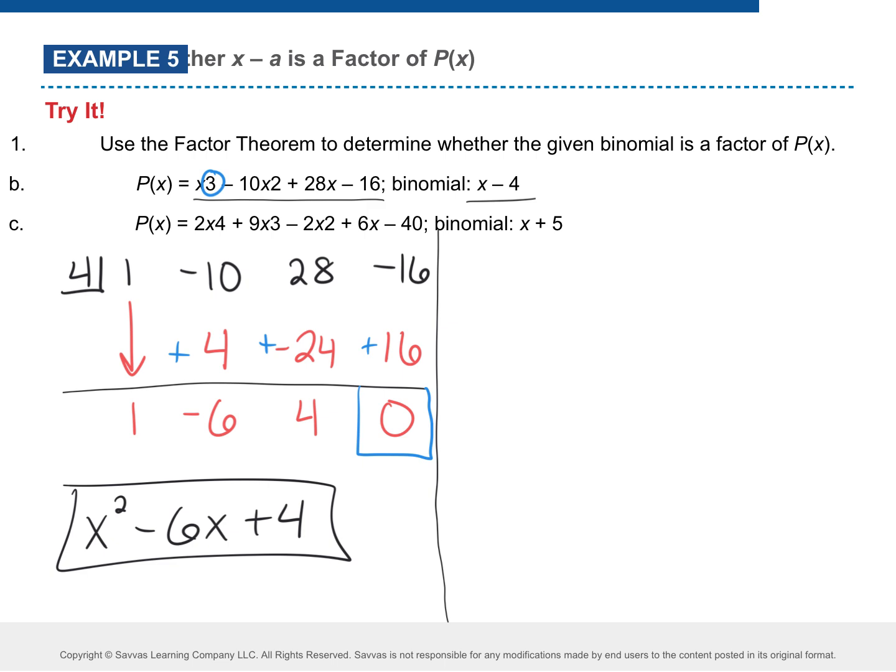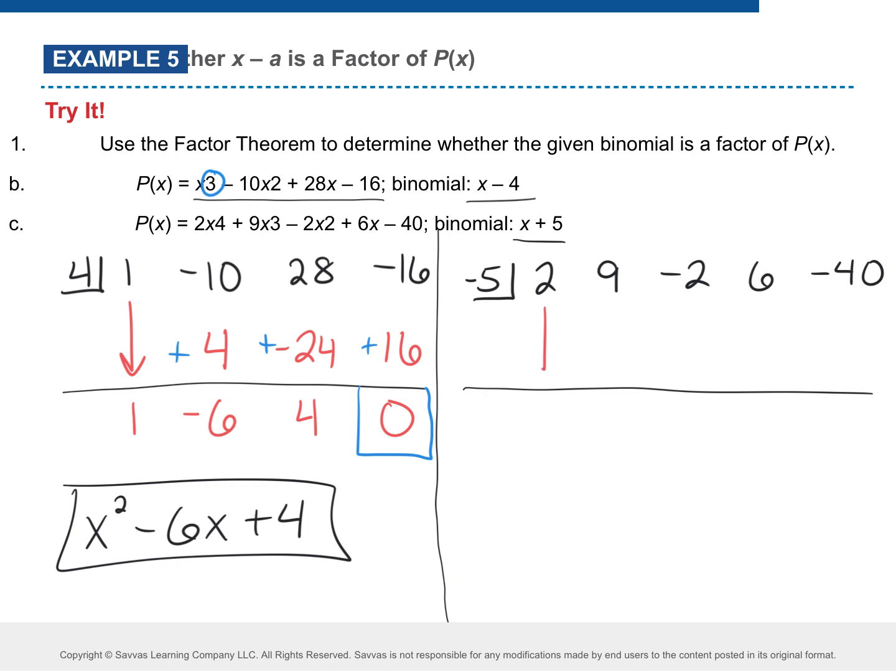Last one, 5B. I have x plus 5, so what goes in my box? Negative 5. It's always the opposite. What are my numbers across the board? 2, 9, negative 2, 6, negative 40. Did we have to worry about any zeros? Nope. So we can start synthetic division by bringing down the 2. What's 2 times negative 5? Add those together. What do I get?